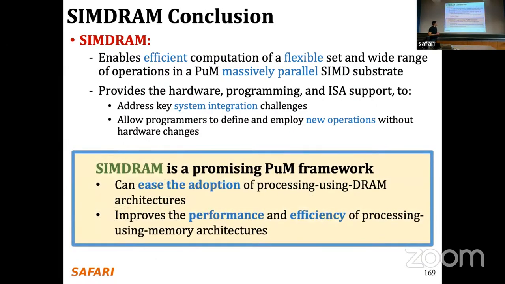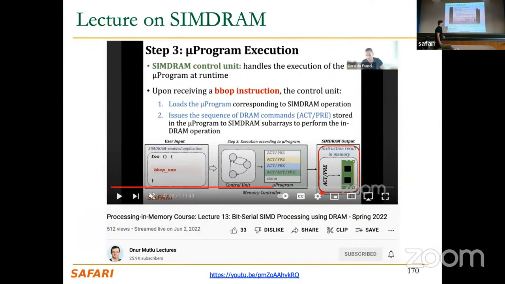It's a promising processing-using-memory framework that can ease the adoption of processing-using-DRAM architectures. It can ease the adoption because now you can use it to create complex operations that are more useful in real-world programs. And that is done by improving the performance and efficiency of prior proposals, such as Ambit as well. So if you want to learn much more, like the whole 1 hour, 11 minute lecture from Geraldo, this one corresponds to the PIM course delivered last semester.